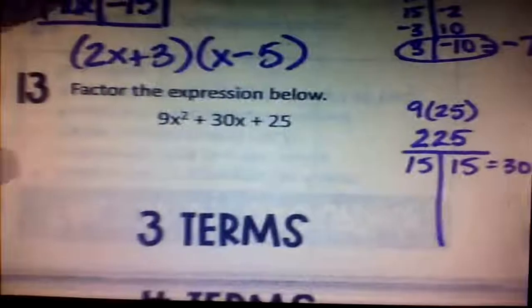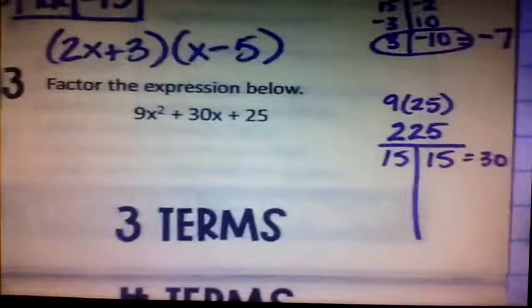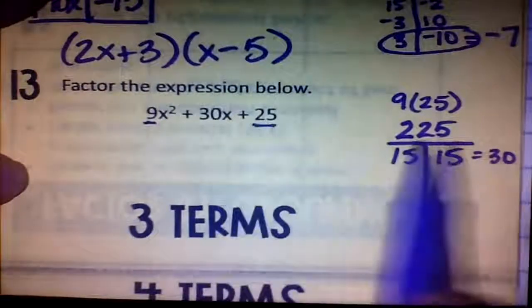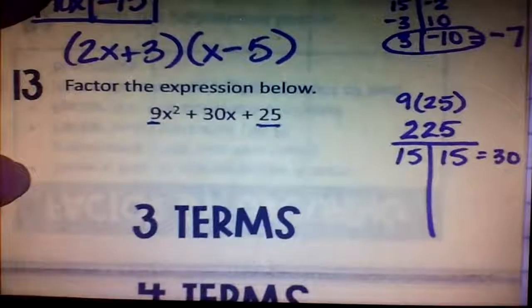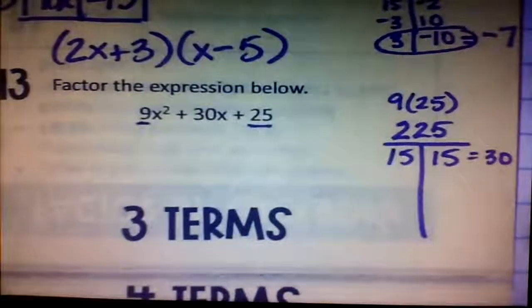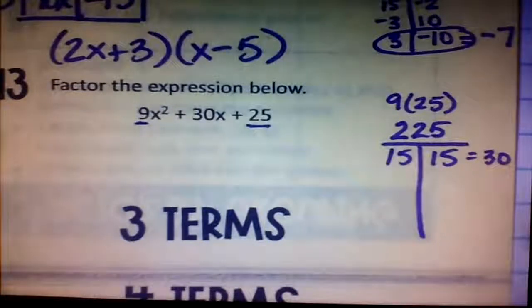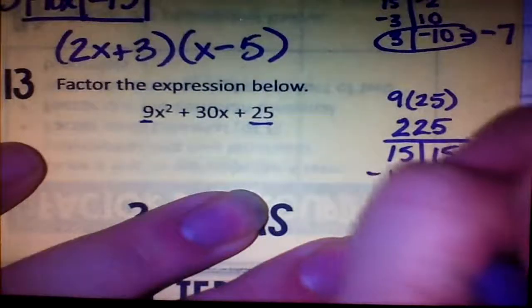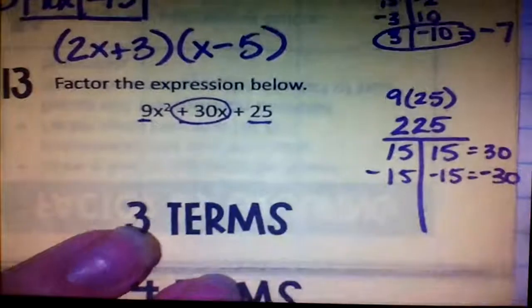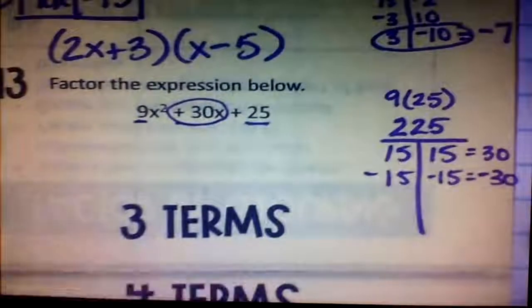Wait, is that a positive 225? Yes, because it's a positive 9 and a positive 25, so that's positive. Or would it be negative to make... No, because to get positive 225, you either need 2 positive numbers multiplied together or 2 negatives. But if I use negative 15 and negative 15, that gives me negative 30. And I want positive. So I need to choose the positive.